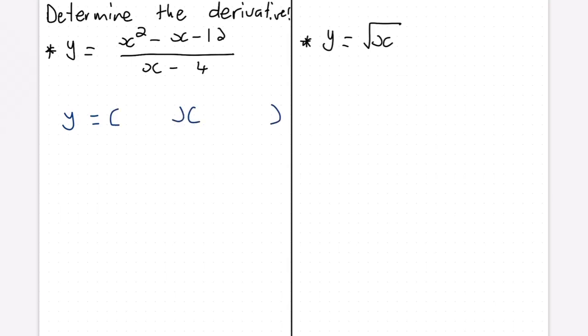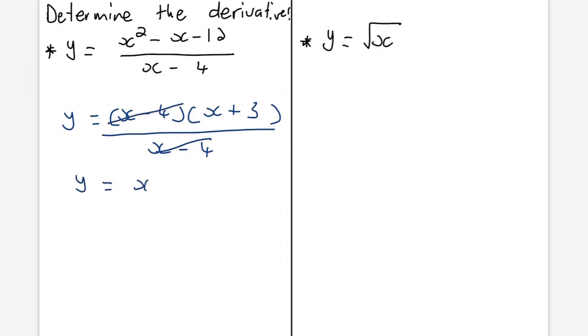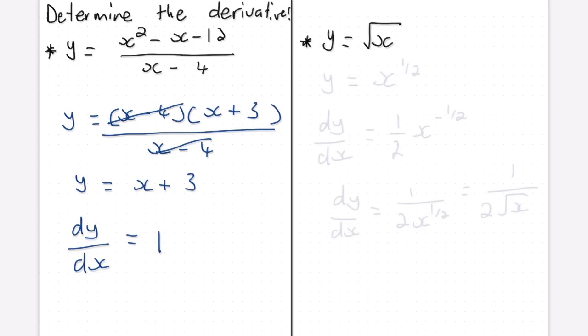So before we write dy over dx, we're going to simplify y by factorizing the top. I'll put x minus 4, x plus 3, just some factorization there. The x minus 4 and the x minus 4 will cancel, and I'm left with y is equal to x plus 3. Now that I have y in the form that I desire, I can start deriving. Now, because I'm about to find the first derivative, I will say dy over dx. Remember, the derivative of x is just 1, and the derivative of a constant is 0. So dy over dx, the first derivative of y, is 1.